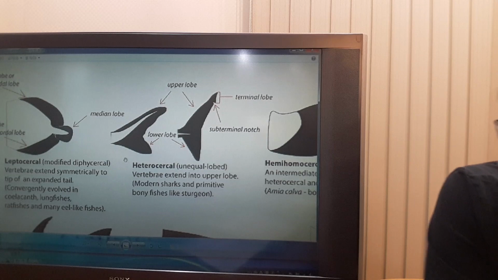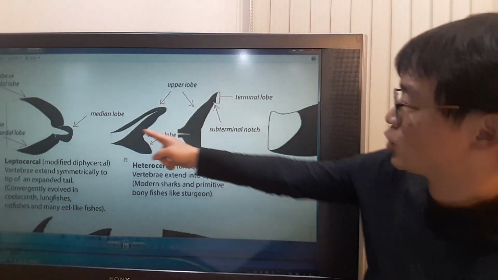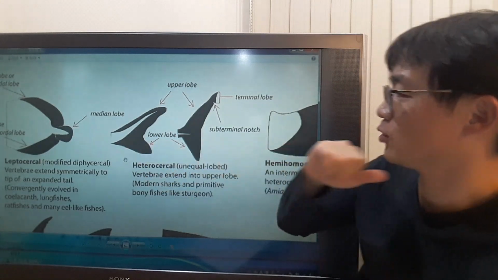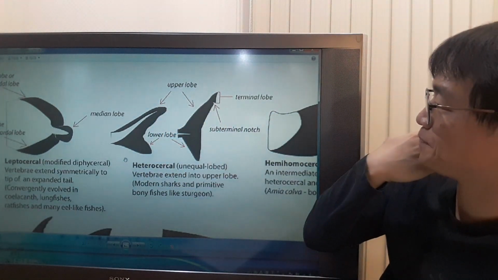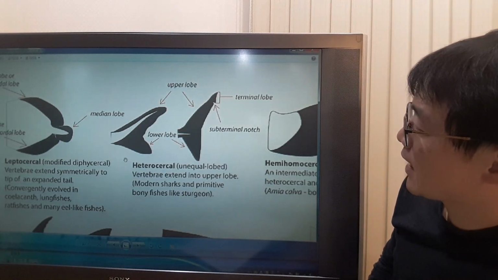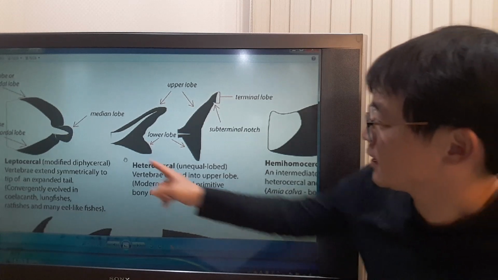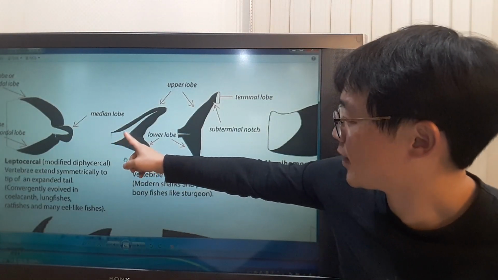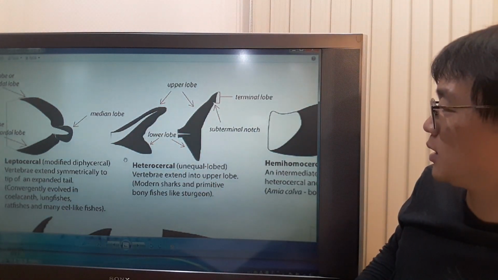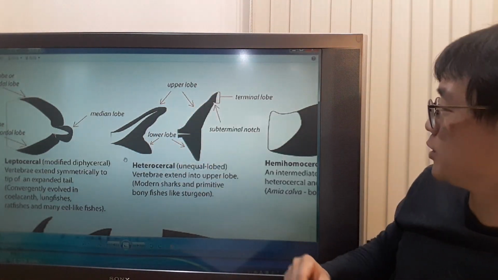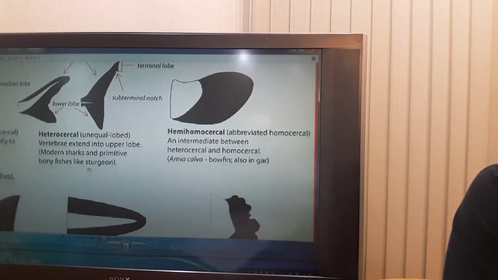If you look here, heterocercal means what? It has two lobes. Lobes are a rounded part, and the upper lobe is bigger, and the backbone goes to the upper part. Do you understand? So upper lobe, lower lobe. This is what a heterocercal caudal fin is. Okay.